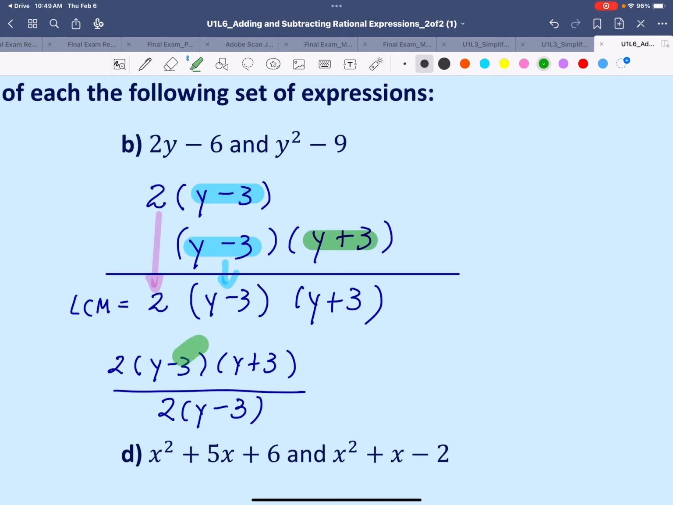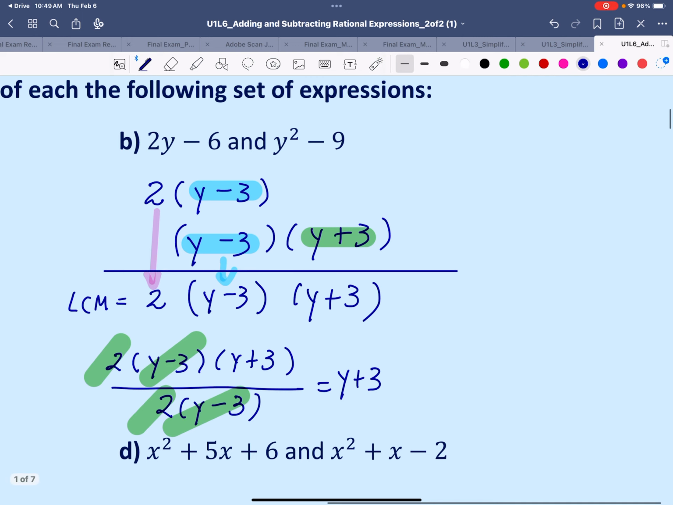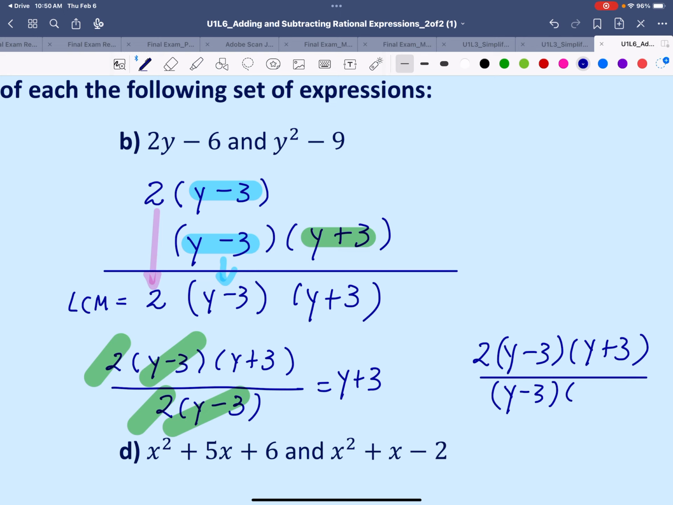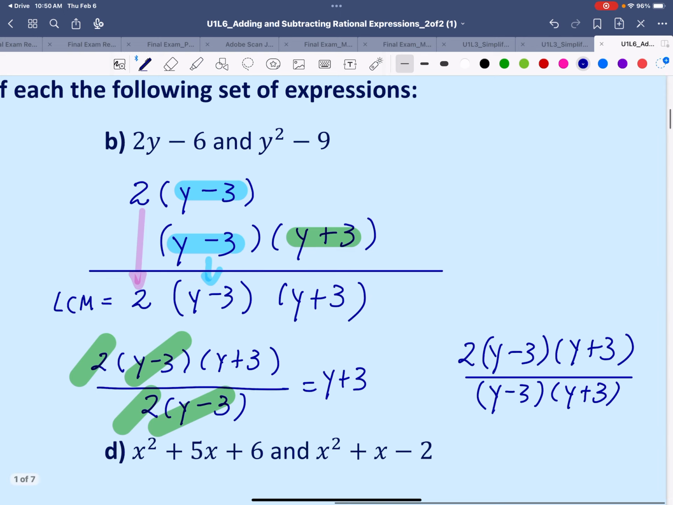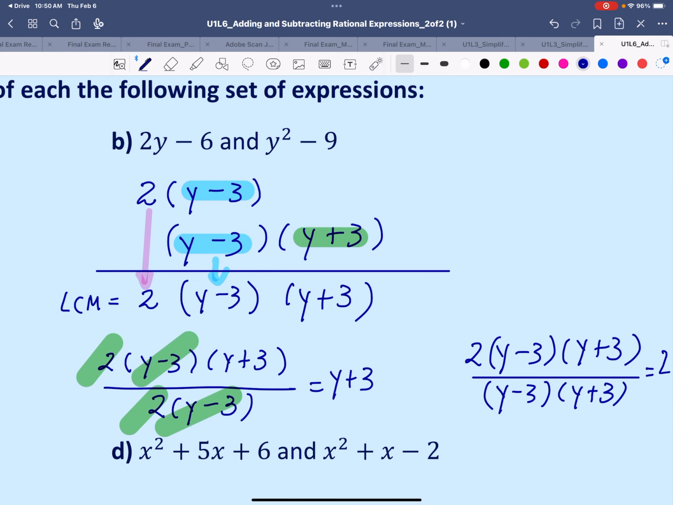As you can see, this simplifies, and we have y plus 3. So we divide without having any remainders. And the same thing can be said about 2 times y minus 3 times y plus 3, the lowest common multiple, which divides evenly into y squared minus 9, which is y minus 3 times y plus 3. And the answer would be precisely 2.